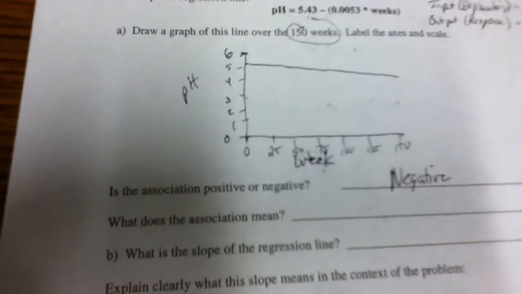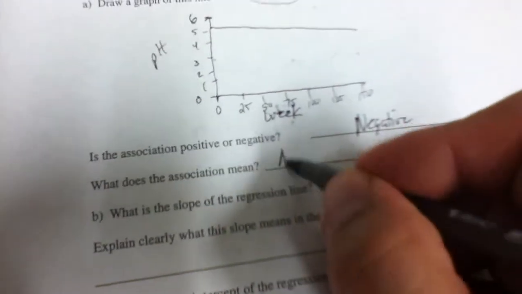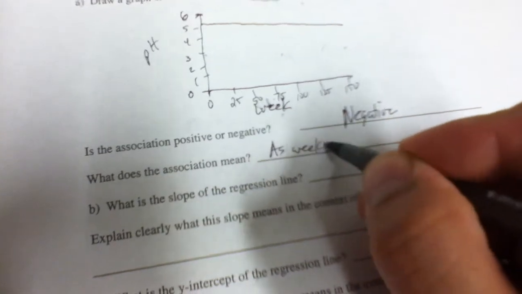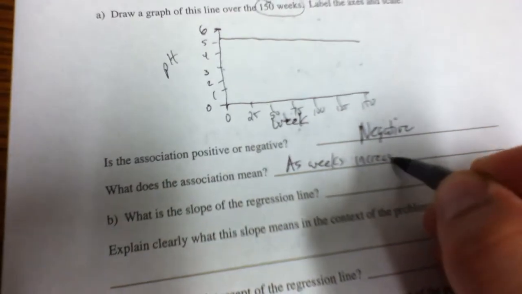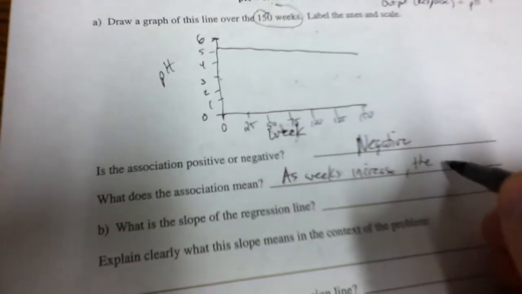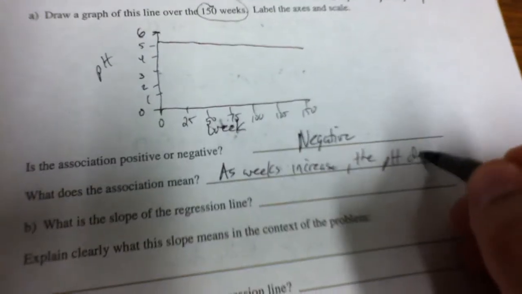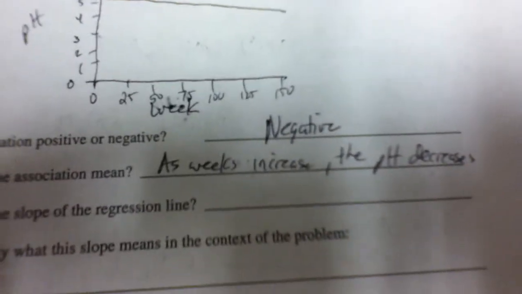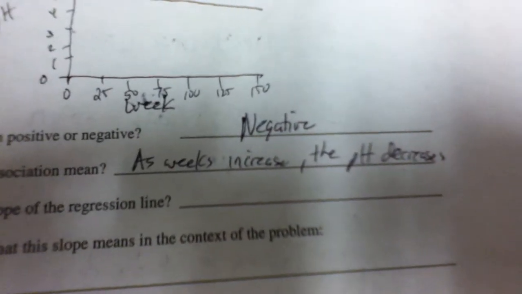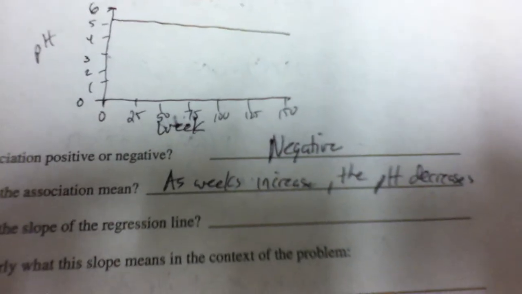And what does association mean? In this problem, as weeks increase, the pH decreases.